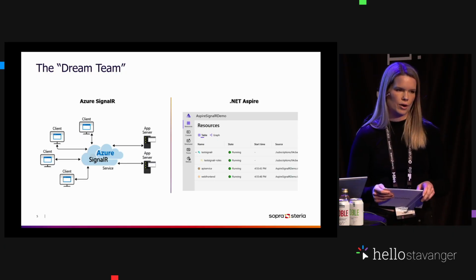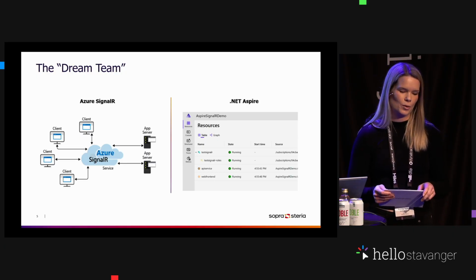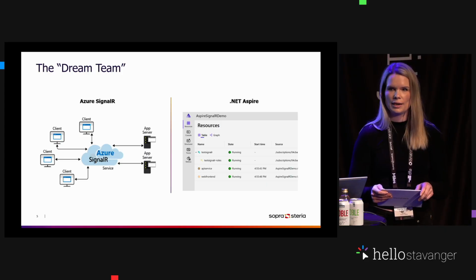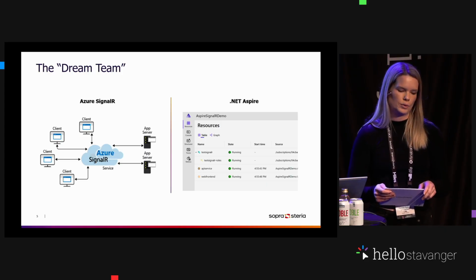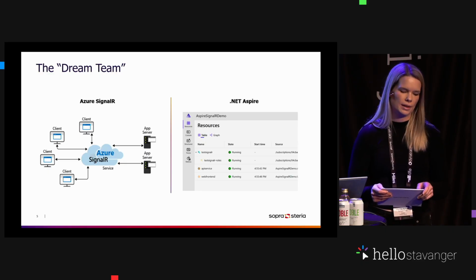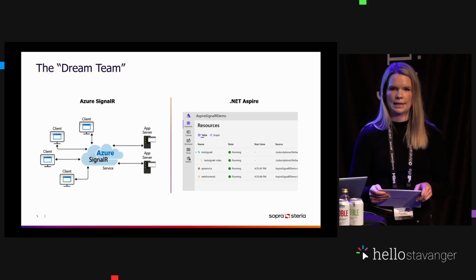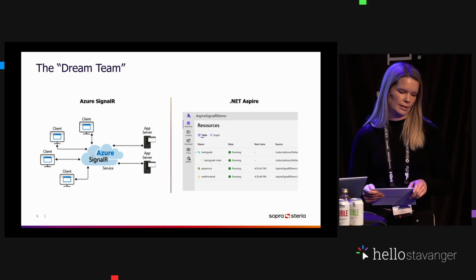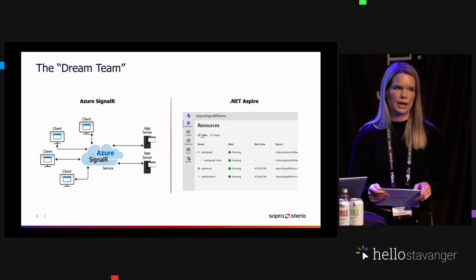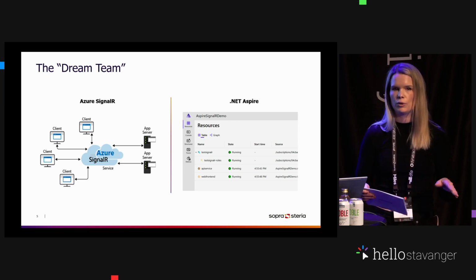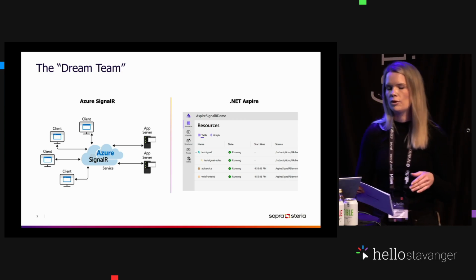So Azure SignalR simplifies the process of adding real-time functionality to your apps, abstracting away the complexity of underlying transport methods, fallback mechanisms, and scaling. And .NET Aspire helps you build distributed apps in .NET more easily. It abstracts away the work of setting up everything and configuring the services and the wiring of the application.